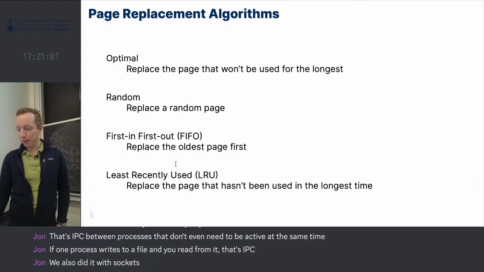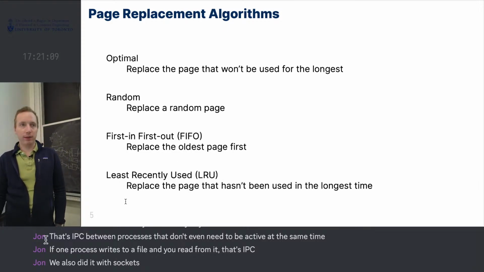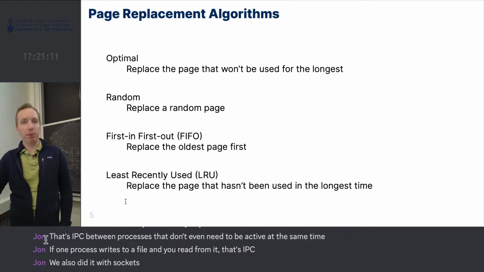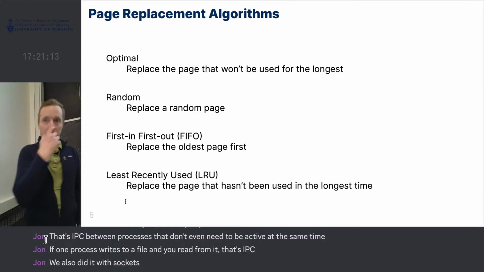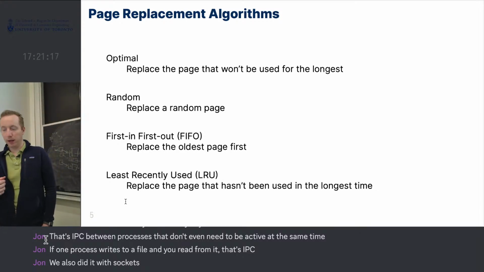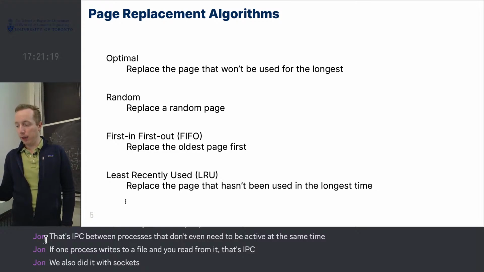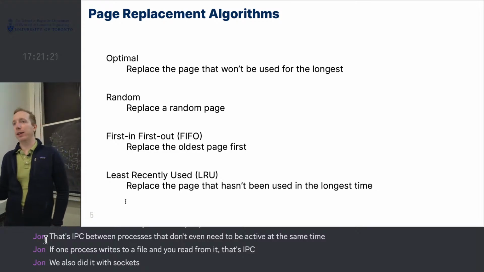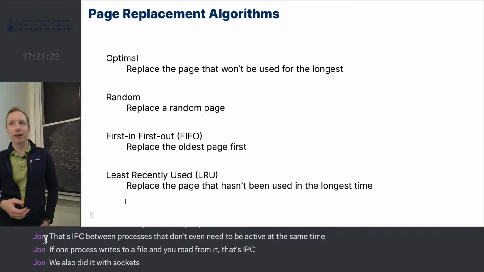And the last one is least recently used, so this looks into the past. I replace the page that hasn't been used in the longest time, so I should be actually able to implement this. And these page replacement algorithms, guess what? You'll probably have one of these on the final. They're kind of like scheduling problems, but they're a bit easier.